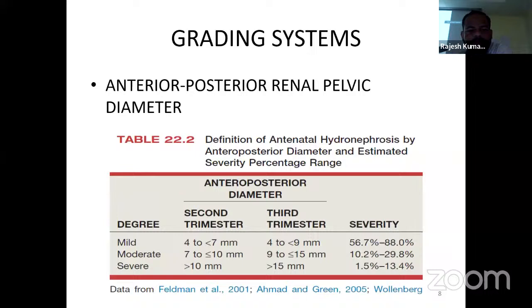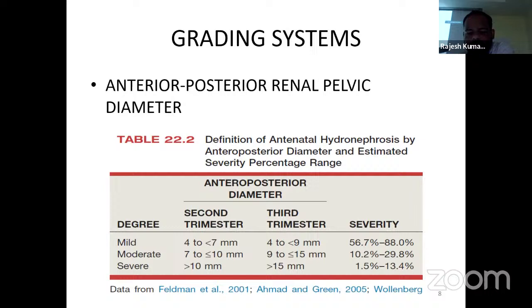Now, the grading system of antenatal hydronephrosis is categorized into mild, moderate, and severe degrees. Based on this grading system, using the anterior posterior renal pelvis diameter, in the mild category, in the second trimester, the anterior posterior renal pelvis diameter is 4 to 7 mm, and in the third trimester, between 7 to 9 mm.